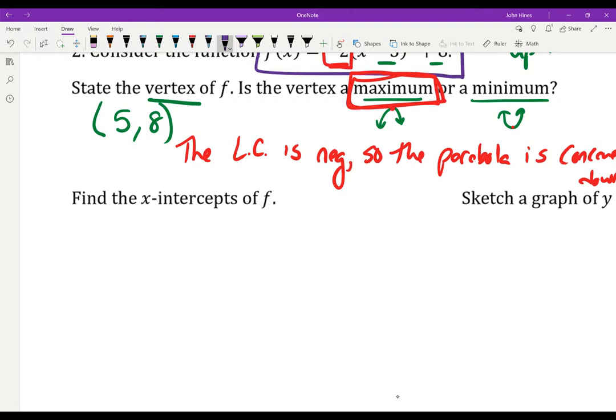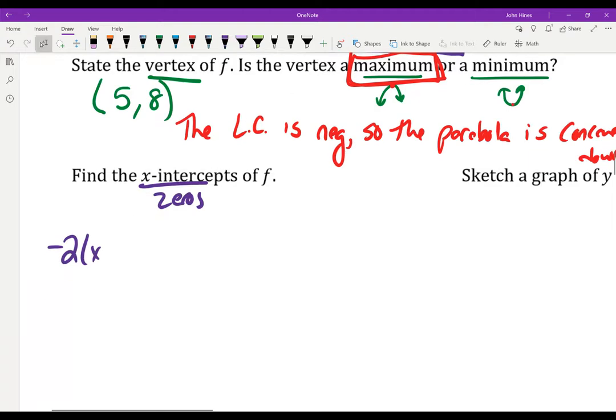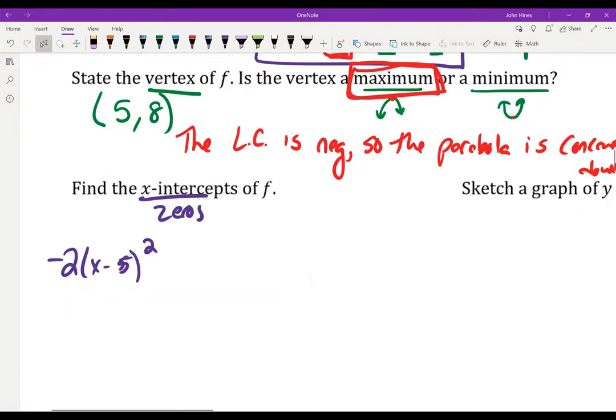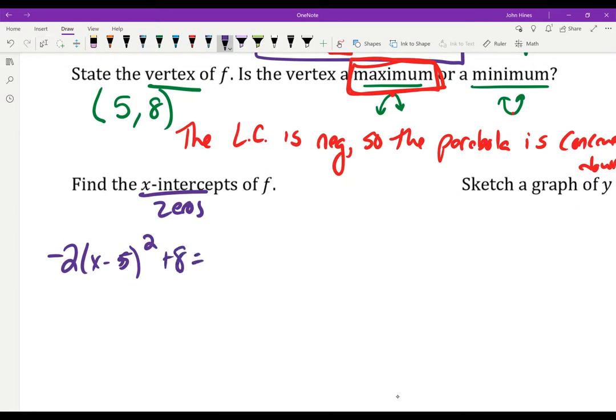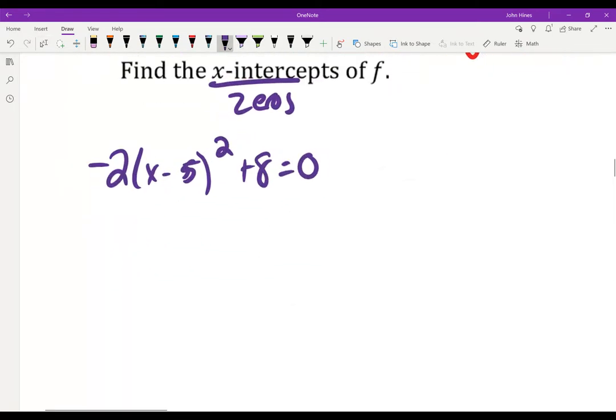Find the x-intercepts. Well, I want to find the zeros of this function here. Let me set this equation equal to 0. So here we go. Subtract 8.